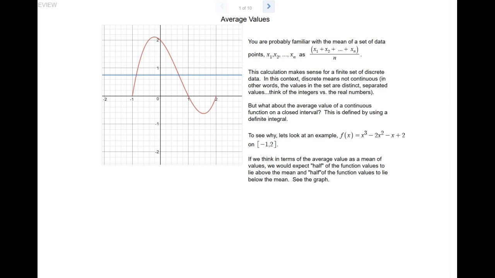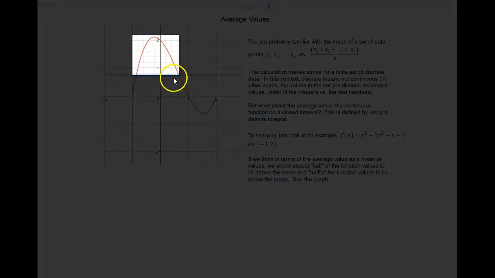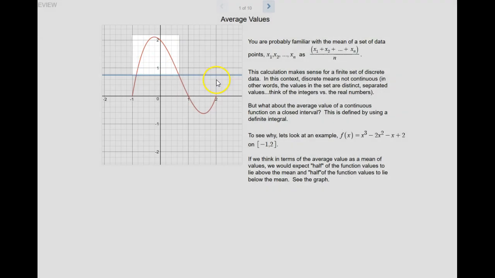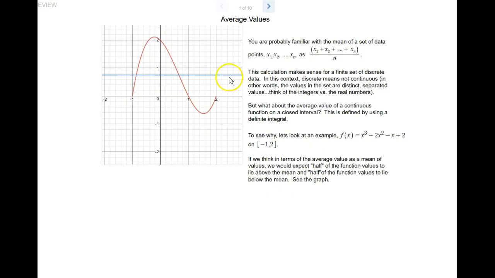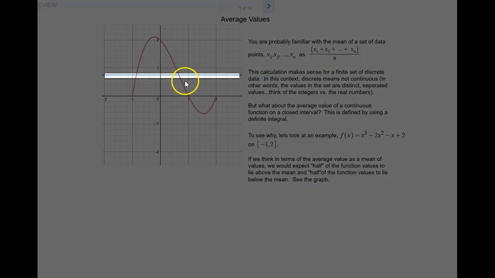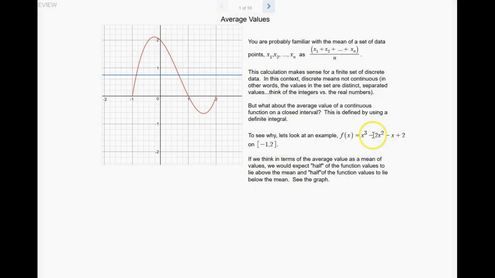So if you think of the graph of a function and what the average value might mean, you would expect that half of the values would lie above this average or mean, and half of the values, in other words, half of the points, would lie below this average. So assuming that this blue line is the average value. So let's look at this particular example, this cubic function, on the interval -1 to 2.